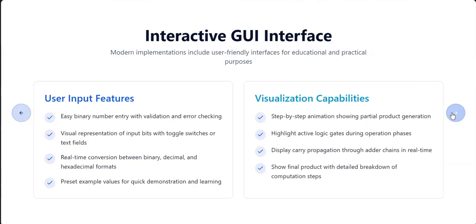The user input features include real-time conversion between binary, decimal and hexadecimal, and preset examples for quick demonstration and learning, while the visualization capabilities include step-by-step animation showing the partial product generation. It highlights active logic gates during the operation phases and displays carry propagation through adder chains in real time.